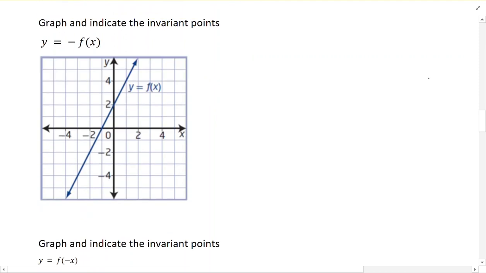Okay, with our newfound knowledge, let's look at a couple more examples. So this time we have this line here, and we are looking at y equals negative f of x. Remember, when this negative sign is in the front, it will be a vertical reflection. So in this particular case, all the points will flip over the x-axis.